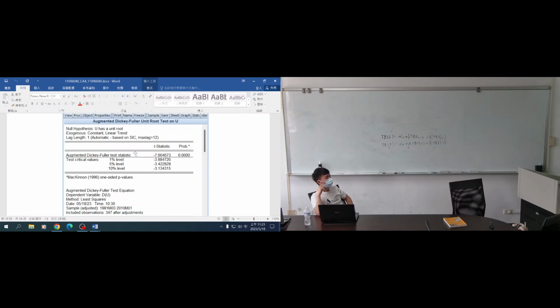The null hypothesis for this U is non-stationary. Unit root means random walk, right? Yeah. Then the alternative hypothesis is stationary, co-integrated. Oh, okay. I think I need to explain it.